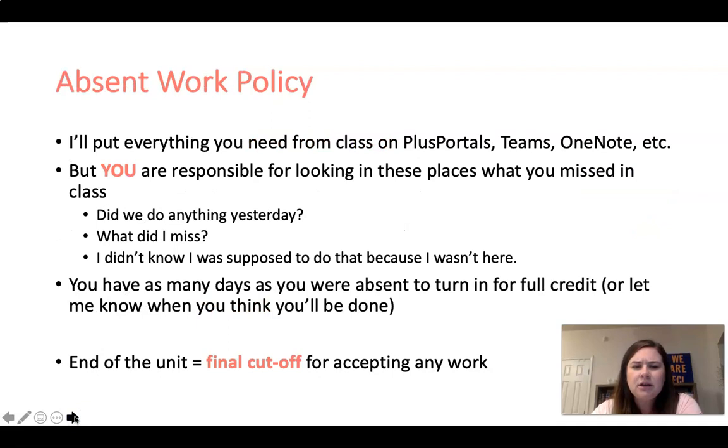Okay, same for absent work. You have as many days as you were absent to turn it in for full credit. Again, if you're thinking it's going to be later than that, let me know when you think it'll be done. Here's what I will do. I will put everything from our class on Plus Portals, Teams, OneNote, and record class meetings when we need them. I'll do everything that I can so that you can find anything you need. Your job is to go look in those places for what you missed.